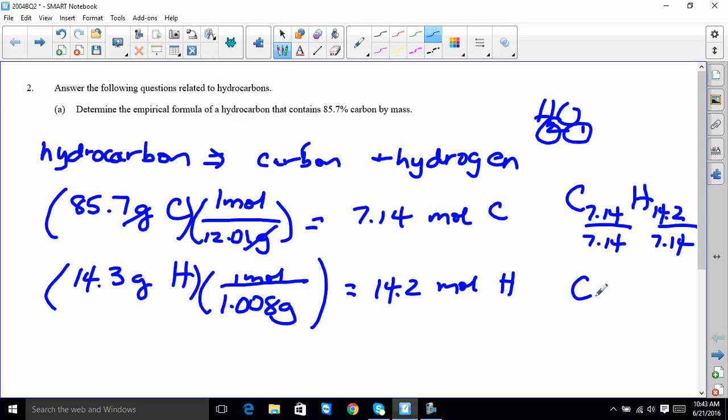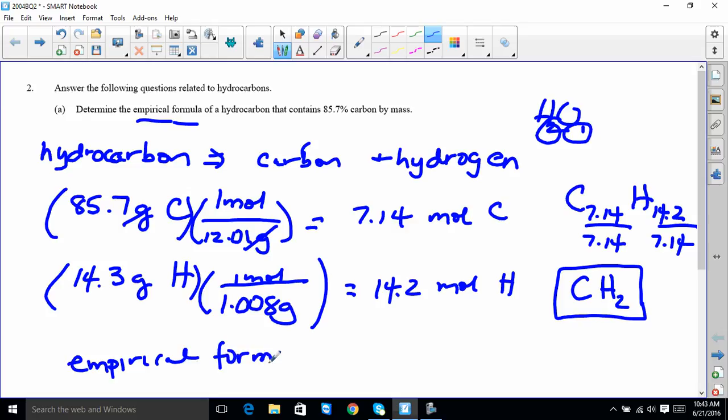actually comes out to be 1.989, but for all intents and purposes, 2. And so this is the empirical formula. Remember, the empirical formula may or may not be the real formula. The definition of the empirical formula is the simplest whole number ratio between the elements. It could be C2H4 or C10H20, but the simplest whole number ratio is 1 to 2.